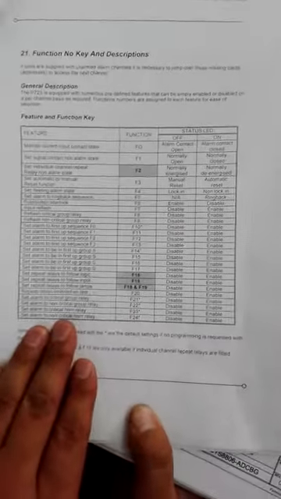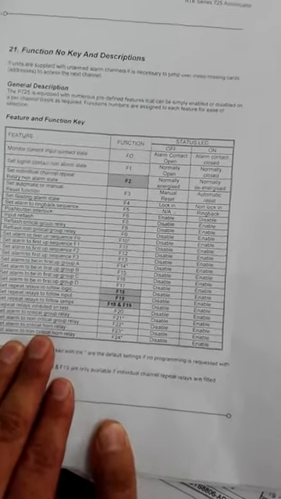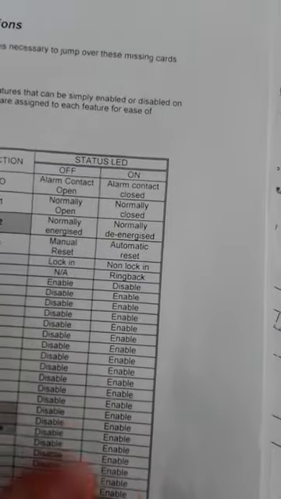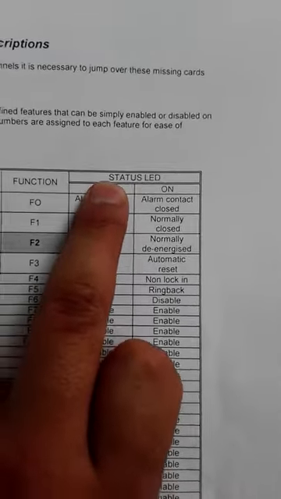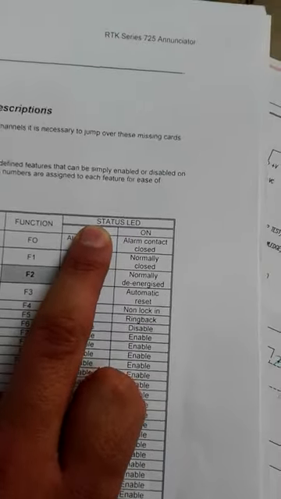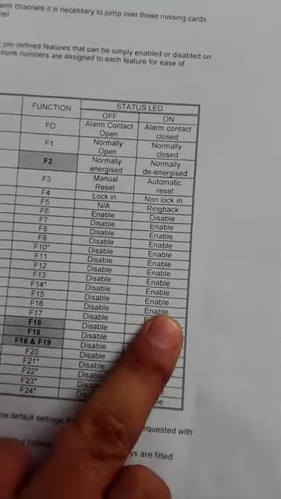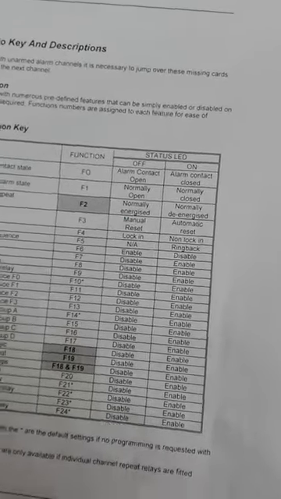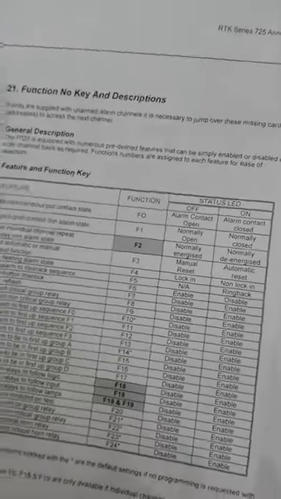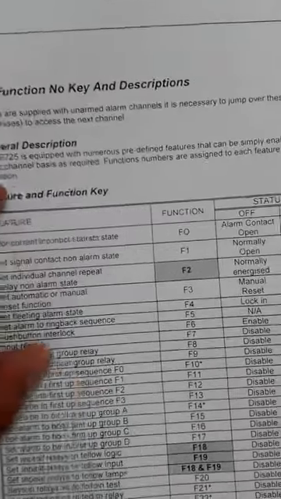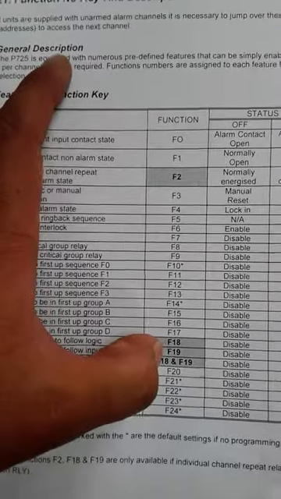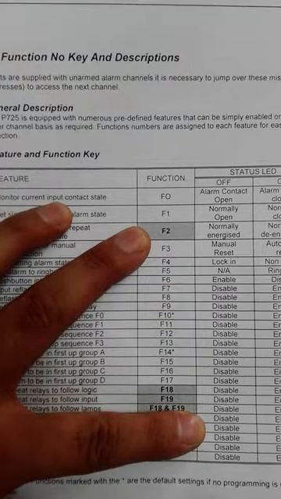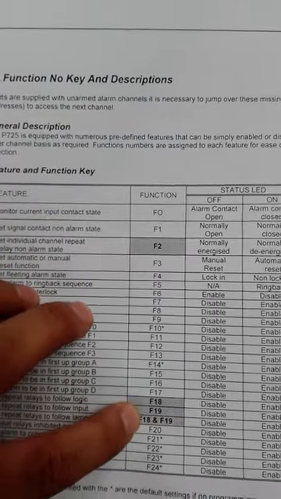If we need a feature, we will make it on. If we don't need it, we will make it off. The LED status will show you here. See, status of LED: disable, enable. And then normally energized and normally de-energized. The functions we need for our AVC panel are F2, F18, and F19. So we will make changes only in these three, and we will consider only these three functions.